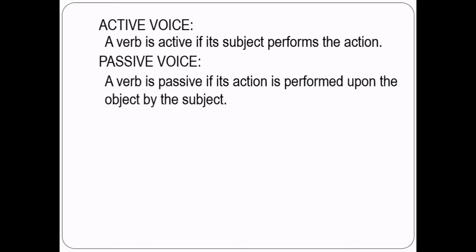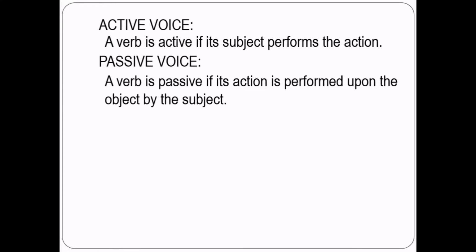But for the passive voice, a verb is passive if its action is performed upon the object by the subject. Clearly the one difference in this definition is that now you have the object. An important thing to remember is that in the passive voice the object assumes greater importance rather than the subject. In my earlier example, I am teaching the passive voice to my students. The object there is the passive voice, and the subject is I. When I would like to emphasize the object rather than the subject, then I need to use the passive voice.